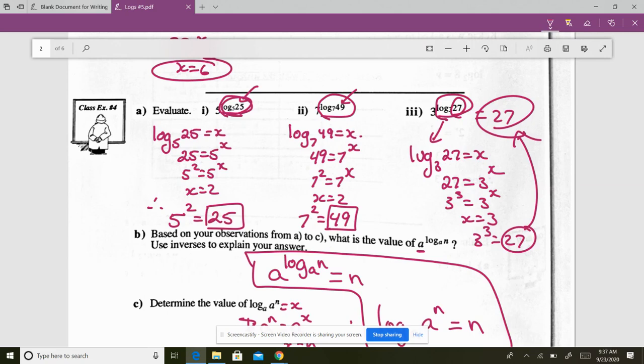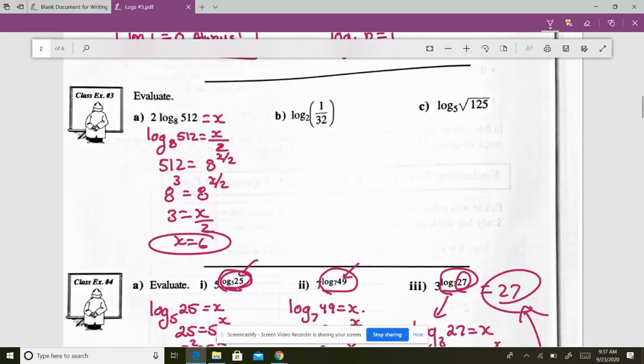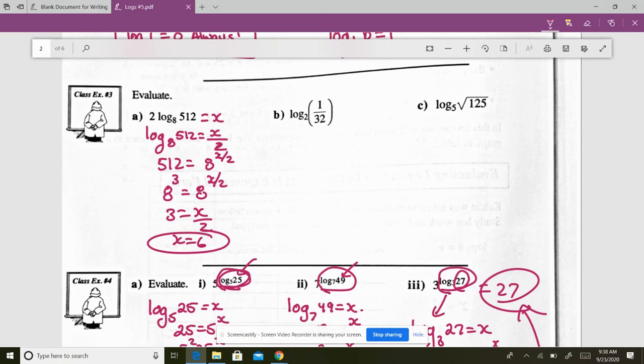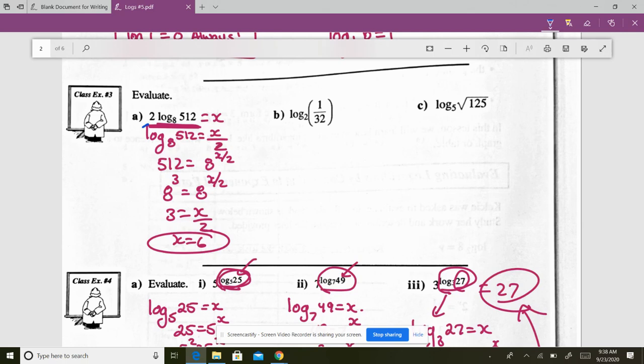So now, let's go back up here. And let's look at this one here. This is what we did before. 2 times log base 8 of 512. 2 log 8 of 512.